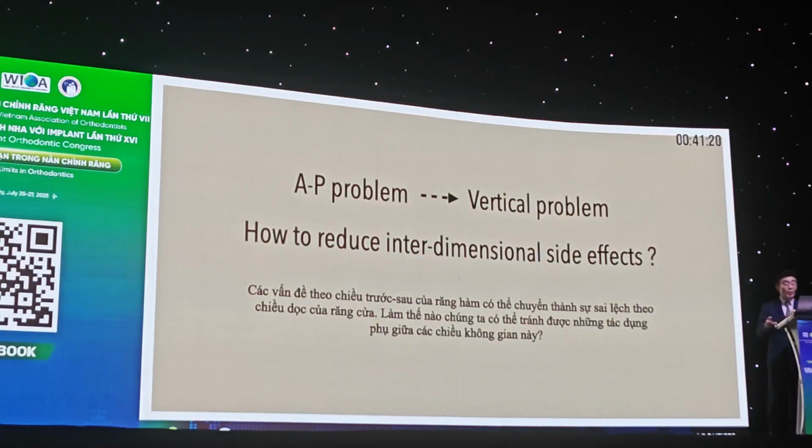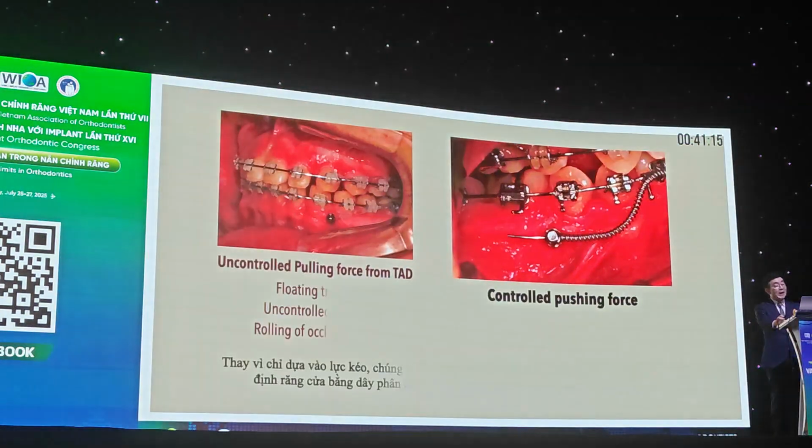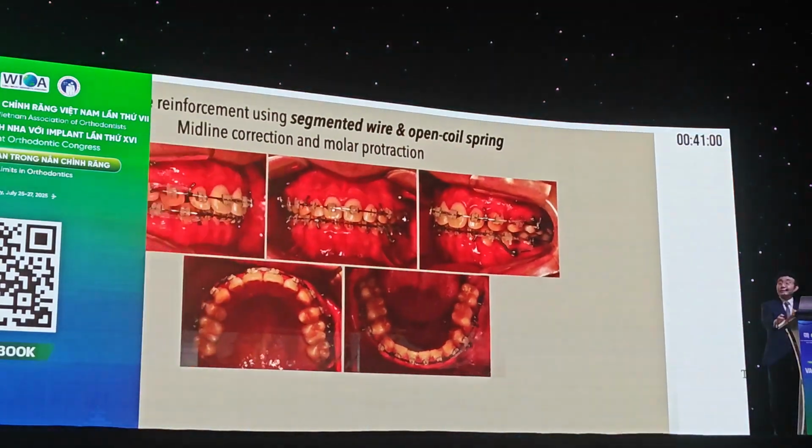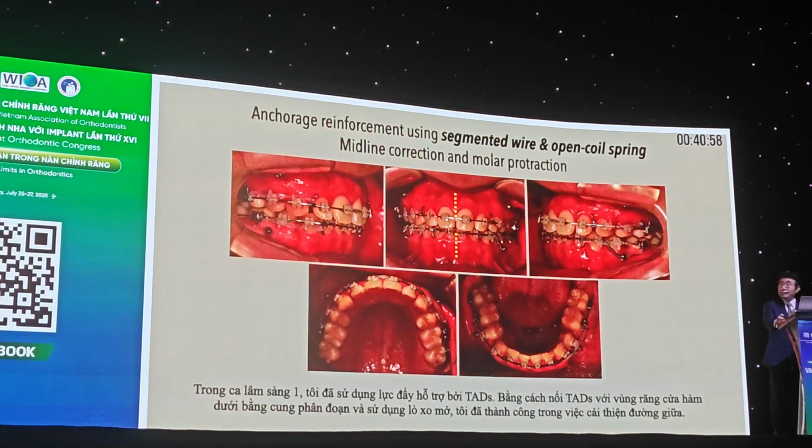How can we effectively avoid these interdimensional side effects? Instead of relying on pulling force, I can minimize these side effects by stabilizing the incisors with a segmented wire connected to the TADs and employing controlled pushing force. In case 1, I applied tether-supported pushing forces by connecting the TADs to the mandibular incisor region with the segmented arch and utilizing an open coil spring, so we can successfully improve the midline.